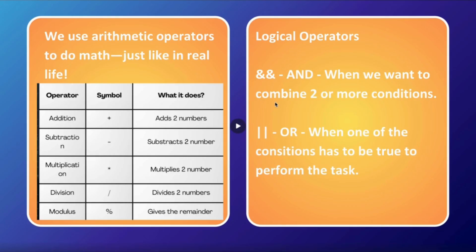Now we have two kinds of logical operators. One is the AND operator, and the other one is the OR operator. Now the AND operator is used when we want to combine two or more conditions. Generally they're used with the if conditional. Say, if there is Hershey's chocolate and Cornetto ice cream, only then buy.